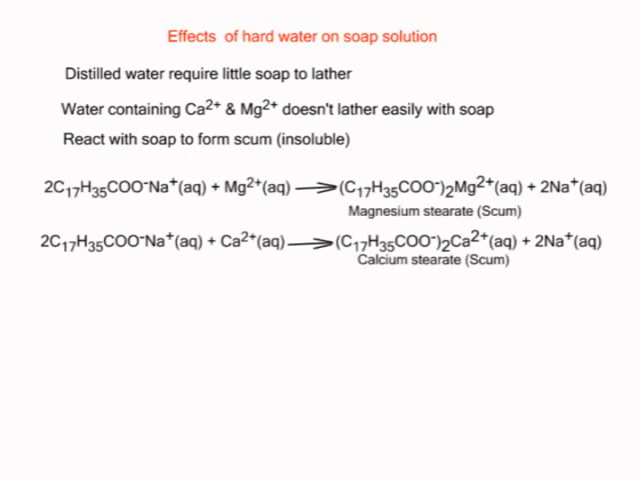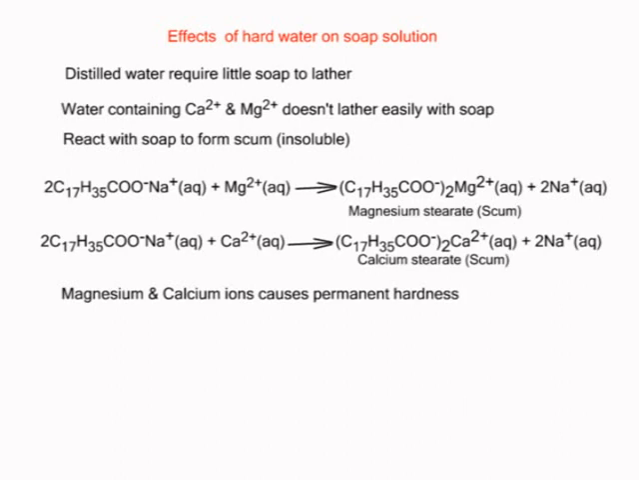For example, as shown on this equation, the magnesium stearate is the scum. Same case with calcium stearate. The presence of calcium ions and magnesium ions in solution causes permanent hardness of water. When these ions are removed, the water is said to be soft and it will lather easily with soap.